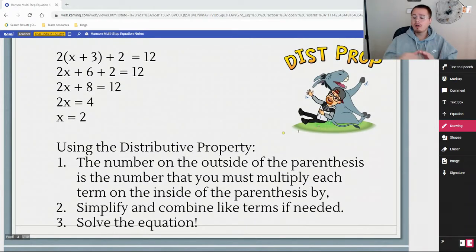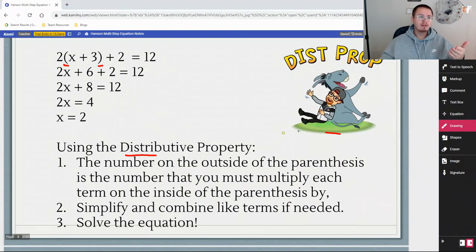So distributive property is super common. And you know that you have distributive property when you have parentheses and a number outside the parentheses. That's telling you that the number on the outside is going to be multiplied by everything on the inside, right? We know that. You're going to simplify, and simplify means actually do the distributive property.